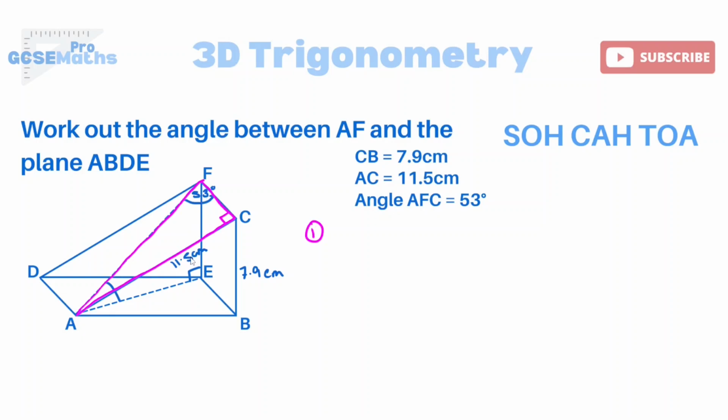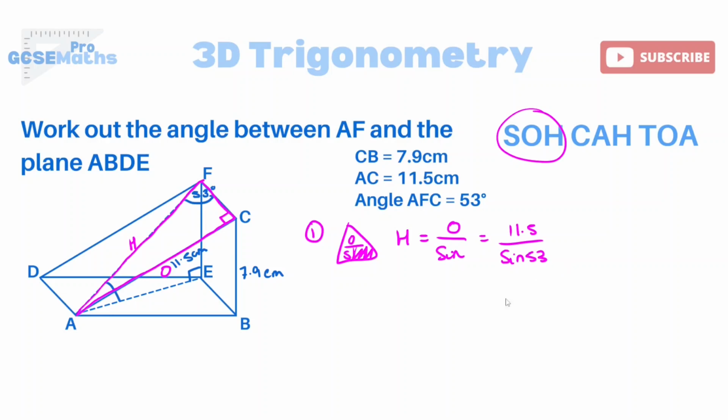Because it's an angle and a side, and I want another side, I'm using trig, not Pythagoras in this case. So we're going to label the two sides that are relevant. We've got 11.5, which is opposite this 53, and then the AF, which I want to know, is the hypotenuse, the diagonal. So in this case, I need to use sin. So I draw my triangle. I'm looking for the hypotenuse, so I cross that out. My actual calculation is the opposite divided by sin of the angle. So in this case, 11.5 divided by sin 53. So let's put that in the calculator.